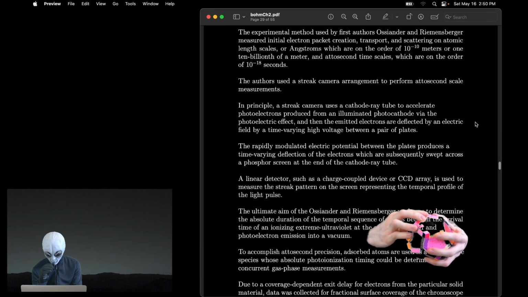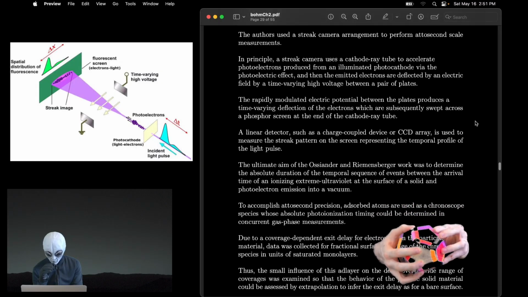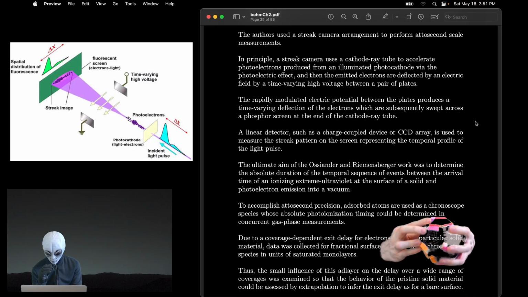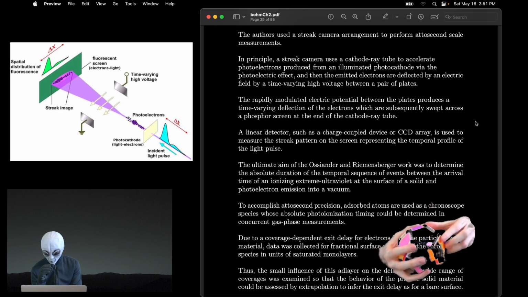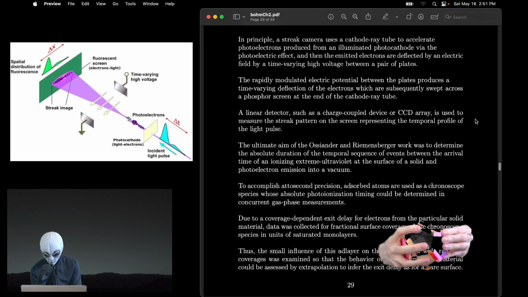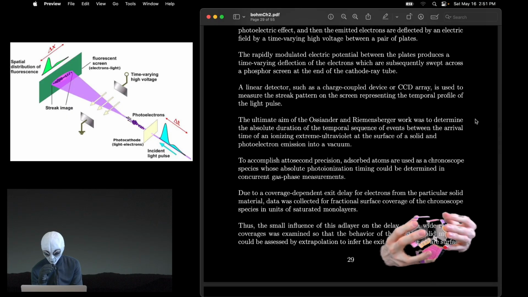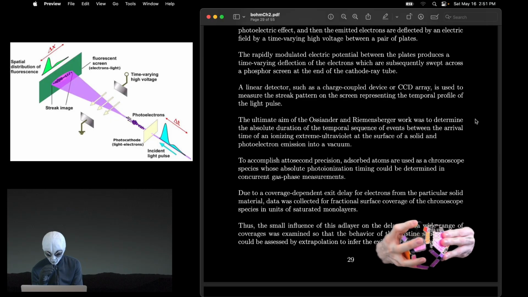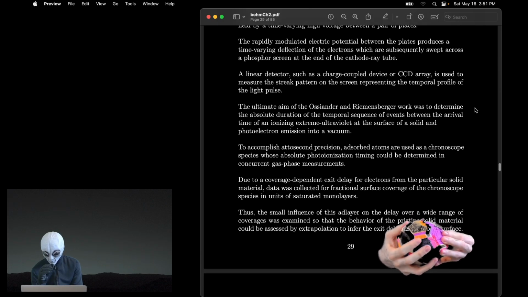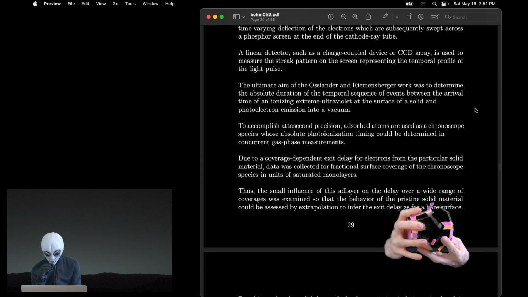negative 18 seconds. The authors used a streak camera arrangement to perform attosecond scale measurements. In principle, a streak camera uses a cathode ray tube to accelerate photoelectrons produced from an illuminated photocathode via the photoelectric effect, and then the emitted electrons are deflected by an electric field by a time-varying high voltage between a pair of plates. The rapidly modulated electric potential between the plates produces a time-varying deflection of the electrons, which are subsequently swept across a phosphor screen at the end of the cathode ray tube. A linear detector, such as a charge-coupled device or CCD array, is used to measure the streak pattern on the screen representing the temporal profile of the light pulse.